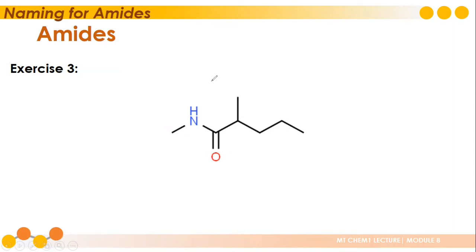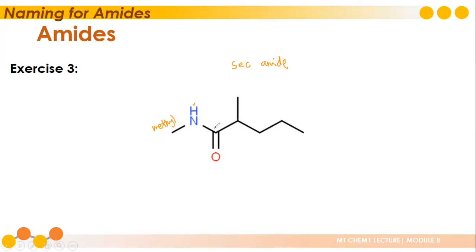For our next and last example, we have another secondary amide, because, again, there is only one hydrogen attached to our nitrogen. So our parent chain here will be this one. Then we have the other group as methyl.